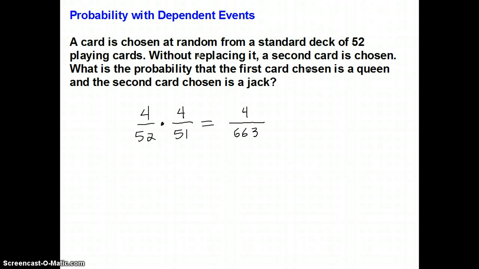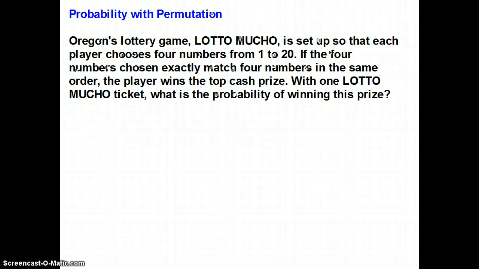Alright, let's move on. We're going to look at probability with permutation here. Oregon's lottery game Lotto Mucho is set up so that each player chooses 4 numbers 1 to 20. If the 4 numbers chosen exactly match the 4 numbers in the same order, the player wins the top cash prize. With one Lotto Mucho ticket, what is the probability of winning this prize?